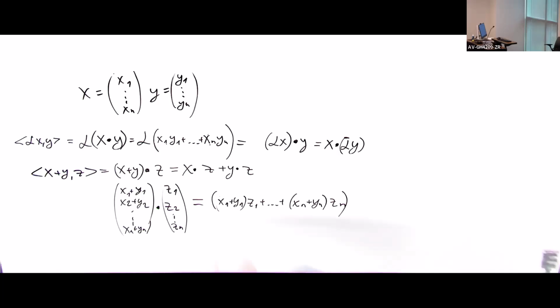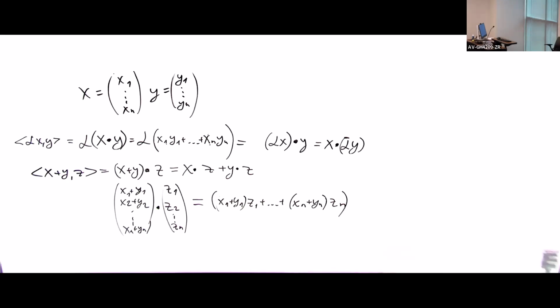But this is exactly that thing, because you can open parentheses. Now it's regular algebra. Everything is scalar. So it's x1 times z1, plus y1 times z1, and so on up to xn zn plus yn zn. So all of them will be just opening parentheses and you will get that.